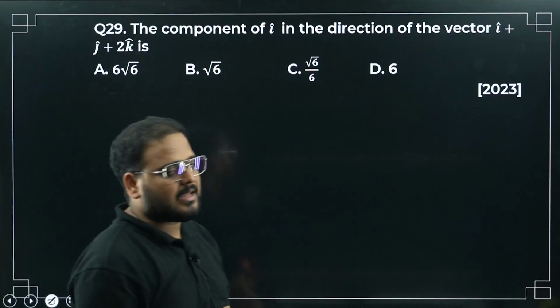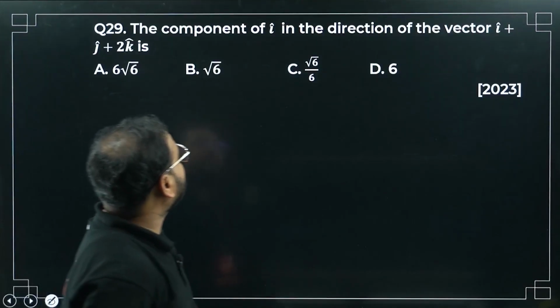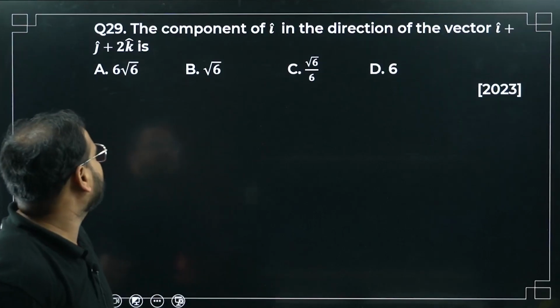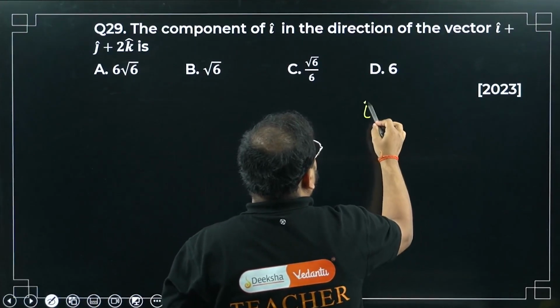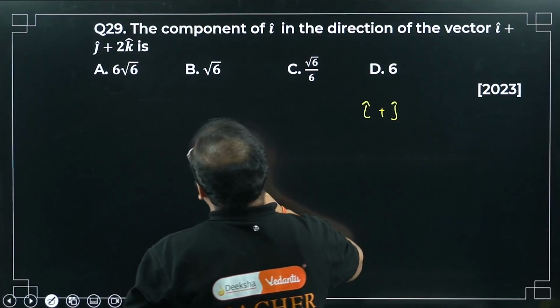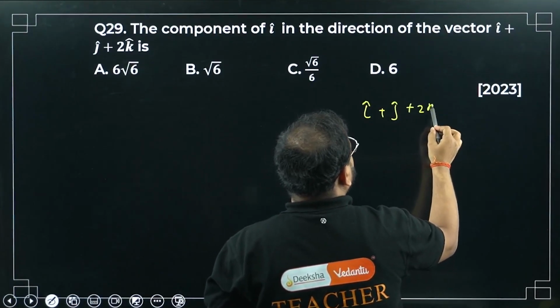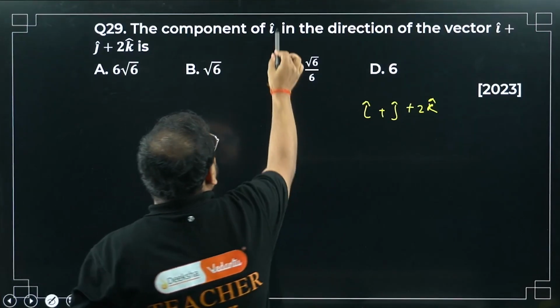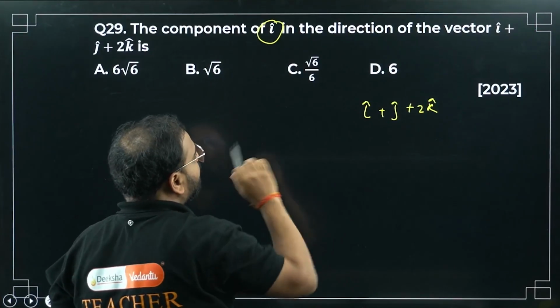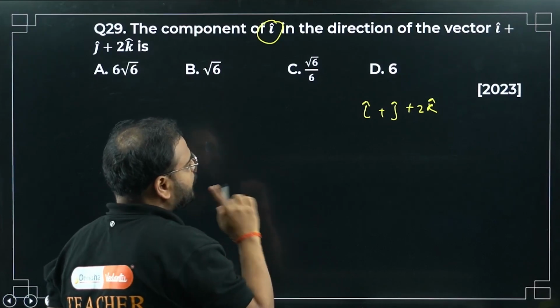Moving to question number 29. The component of vector I in the direction of vector I plus j plus 2k. So in this direction we are looking for, right? We are looking only for which component? X component. But we are looking for only direction. It means what? We have to find the unit vector.